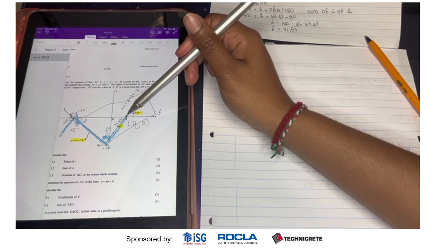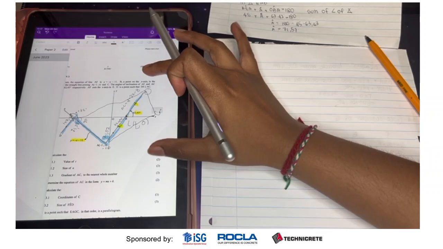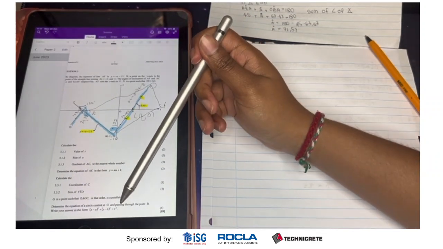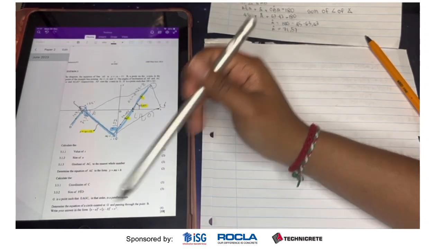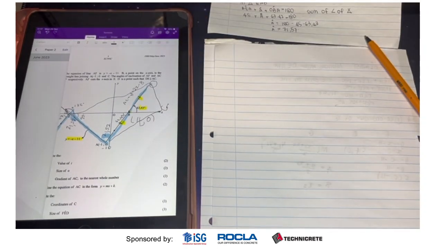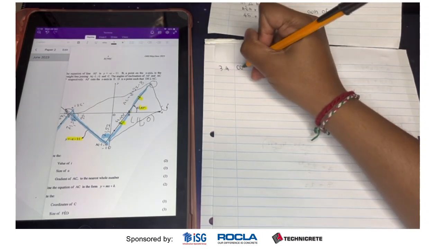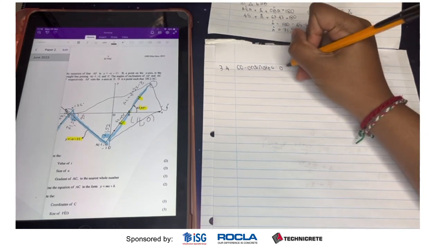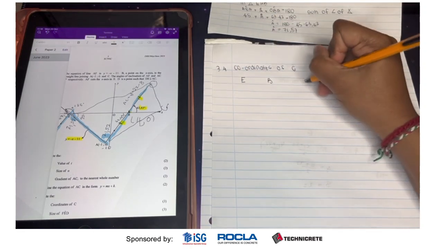We need to find our coordinates of G, and B is the midpoint, okay? And it wants us to find the equation of a circle centered at G and passing through the point B, and to write your answer in this form. So we just need to find the coordinates of G, and we should be able to substitute to find R. So our step 1 for this question is to find our coordinates of G, which we are going to do using E and B.